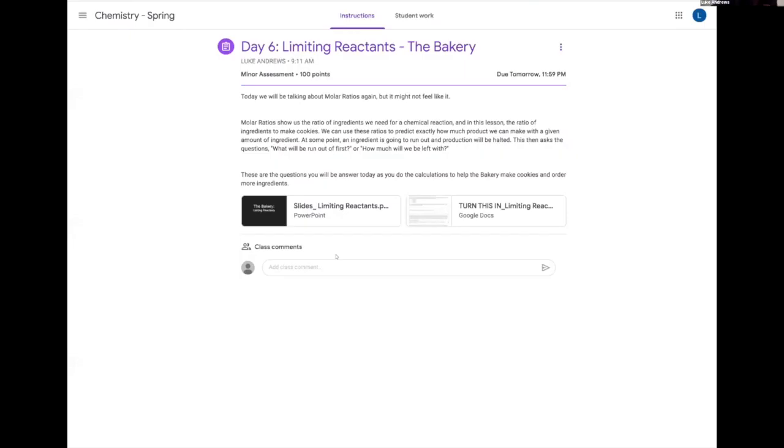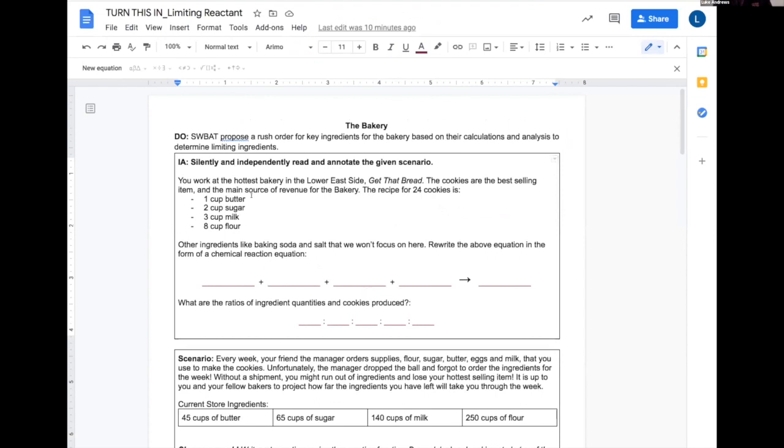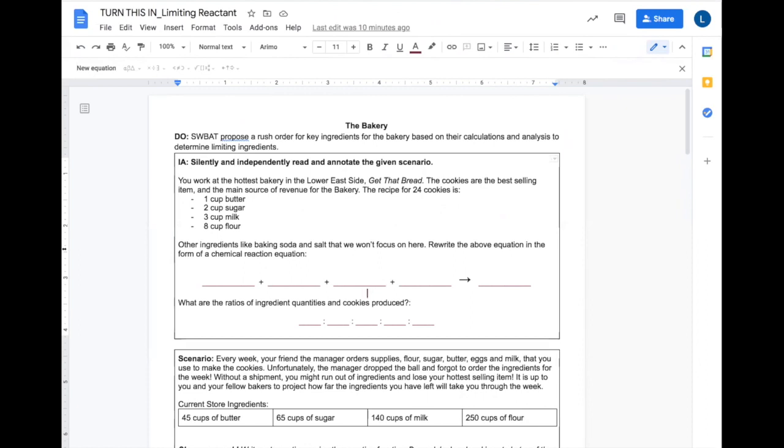Okay, so let's start talking about this IA. Can I get somebody to read the scenario in the IA out loud to us, please? I guess I'll do it. Thank you, Awa.